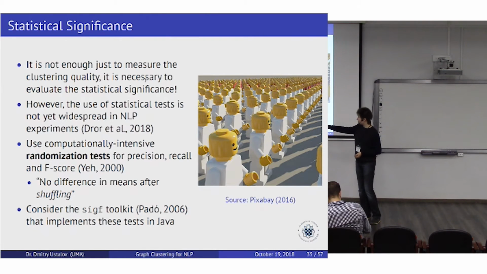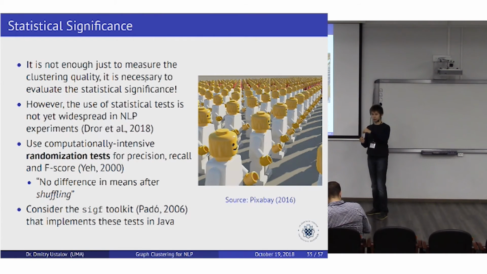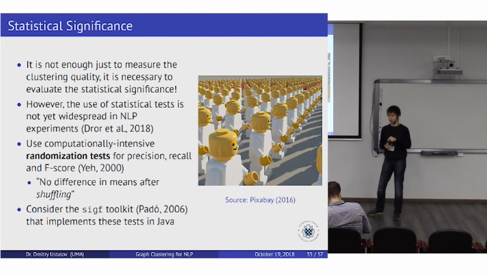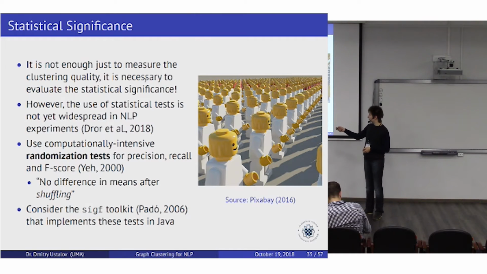It tests the following null hypothesis. If you take the results of two algorithms, what happens if there are some same results and some results which are different? What if you keep the same results assigned to each algorithm and you swap the different results in a random order? You repeat this many times. It's called computationally intensive, so you do a lot of permutations. What is the probability under this null hypothesis, assuming the algorithms are equal, that we get such a swapped result? That's the idea. It's implemented in this toolkit.